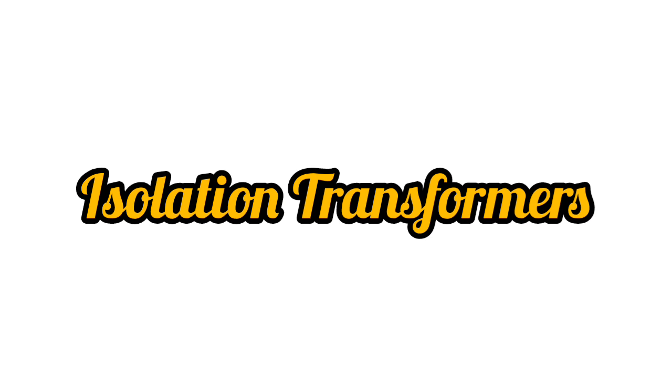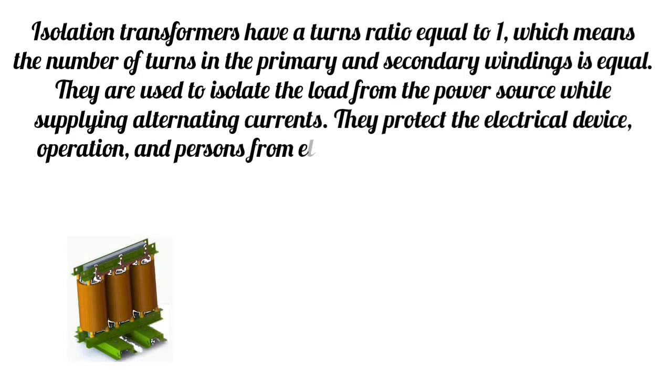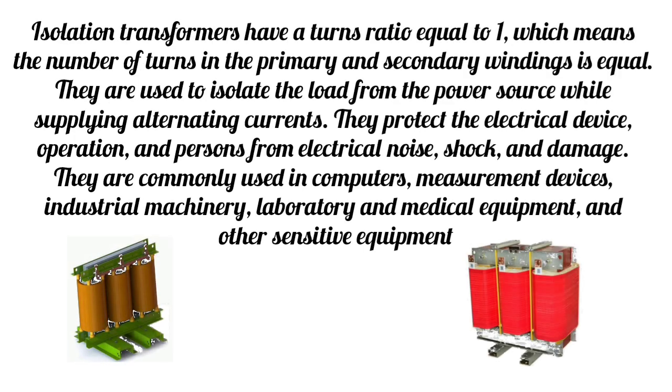Isolation transformers. Isolation transformers have a turns ratio equal to 1, which means the number of turns in the primary and secondary windings is equal. They are used to isolate the load from the power source while supplying alternating currents. They protect the electrical device, operation, and persons from electrical noise, shock, and damage. They are commonly used in computers, measurement devices, industrial machinery, laboratory and medical equipment, and other sensitive equipment.